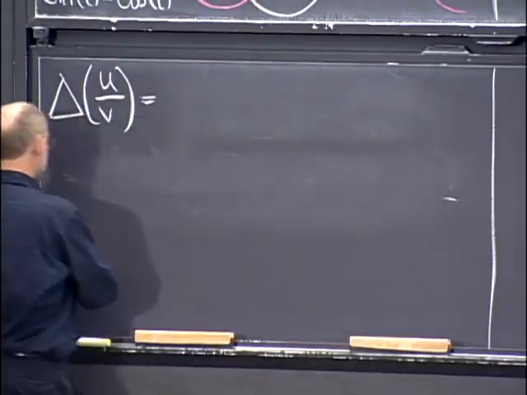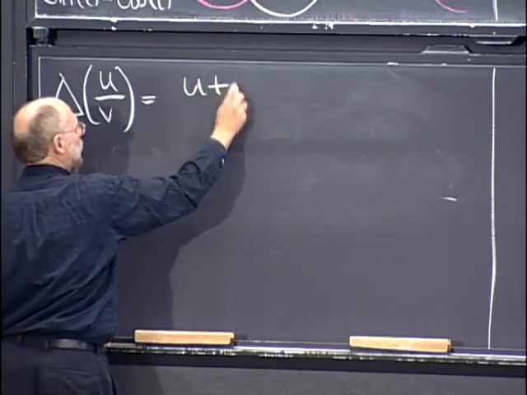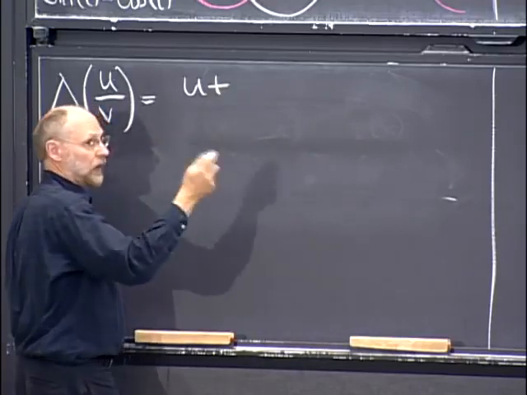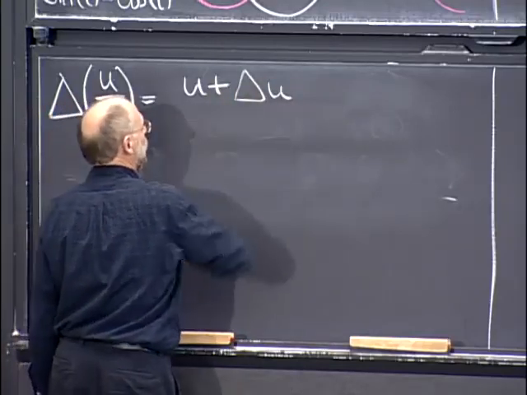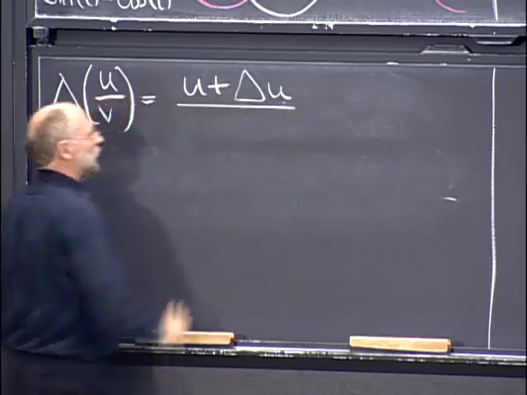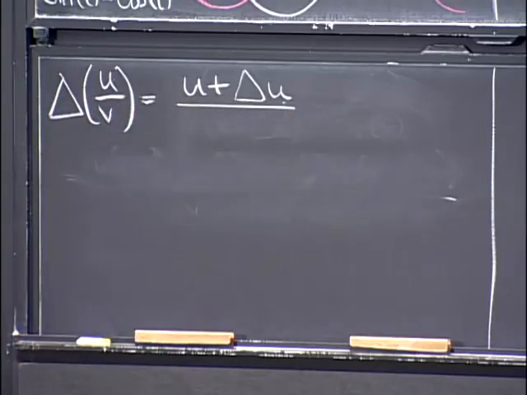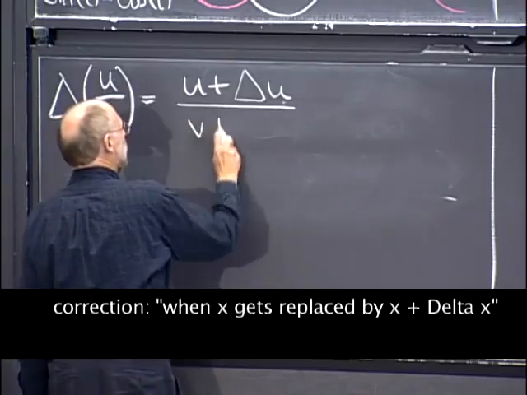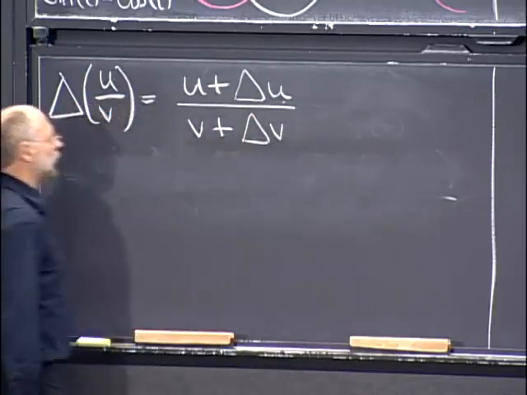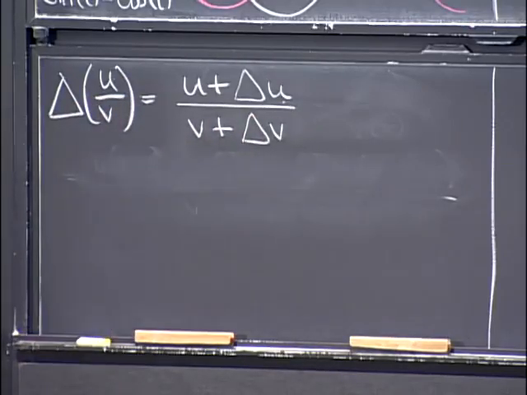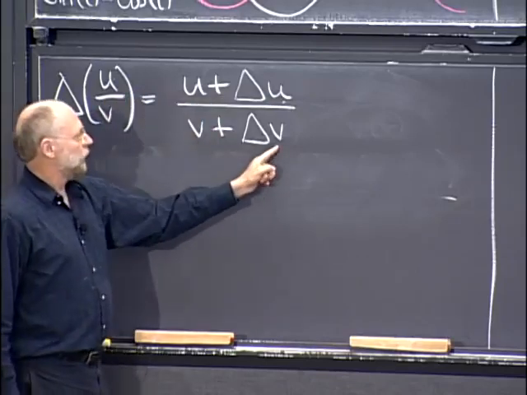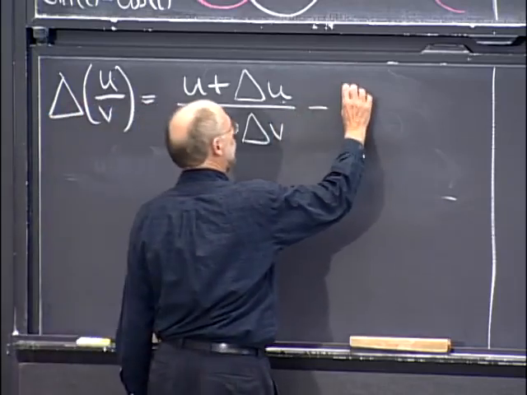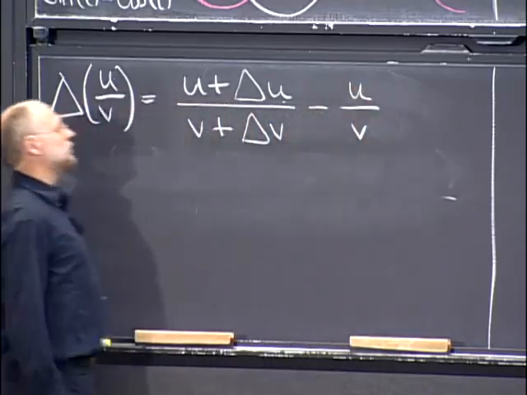What's the new value of U? The value of U at x plus delta x is U plus delta U, right? That's what delta U is. It's the change in U when x gets replaced by x plus delta x. And the new value of V is V plus delta V. So this is the new value of U divided by the new value of V. That's the beginning. And then I subtract off the old values, which are U over V.